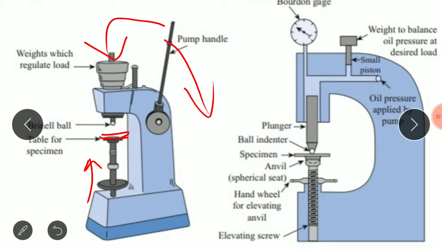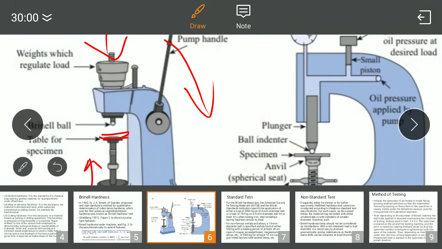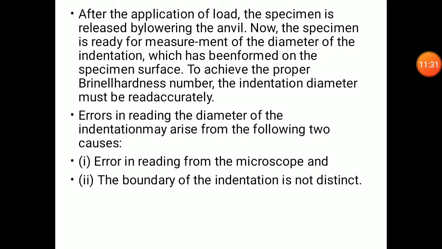Then the load is applied on it. So what will happen? The ball will try to indent, that means make an impression, try to penetrate the specimen, and whatever the penetration is, we have to calculate it. Now you can see after the application of load, the specimen is released by lowering the anvil, and the specimen is ready for the measurement of the diameter of the indentation.